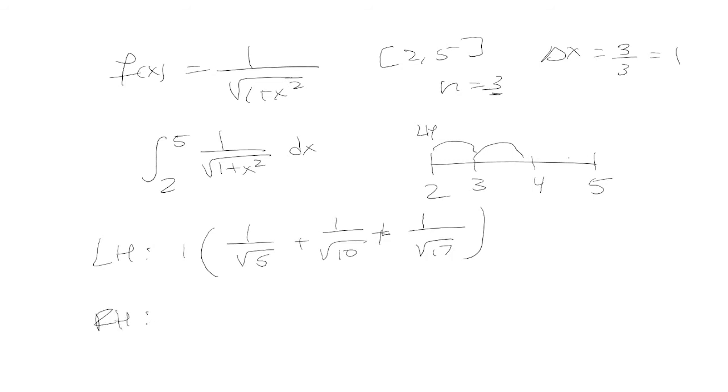For the right hand, we're going to start on the right here. Factor out delta x. So we plug in x equals 5, it will be 1 over square root of 26. Now go to x equals 4. Then it's 1 over square root of 17. And then plug in x equals 3. That's 1 over square root of 10.